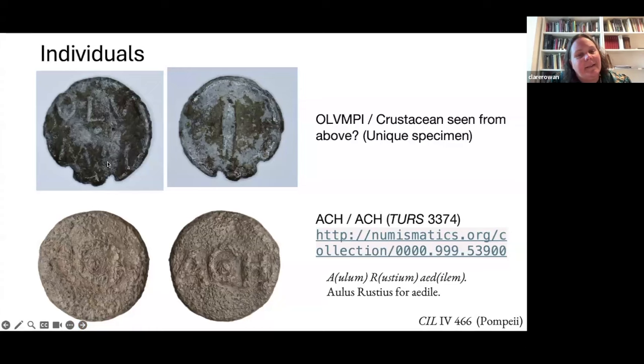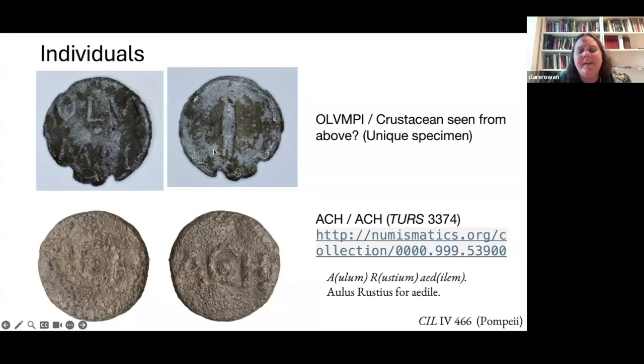Here in this specimen from the Hunterian, we've got the abbreviation of the name Olympi. So it could be an Olympios, a male, or an Olympia, a female. Women did issue tokens as well.